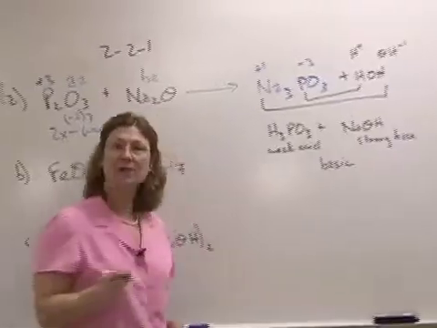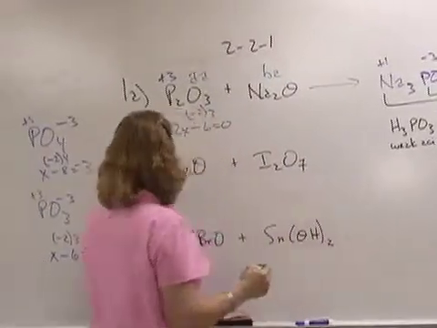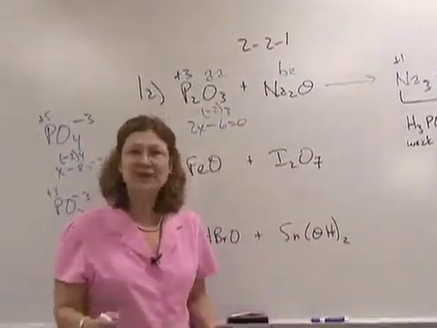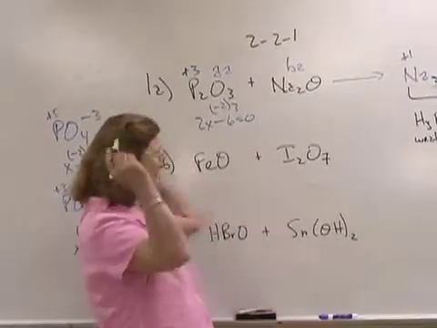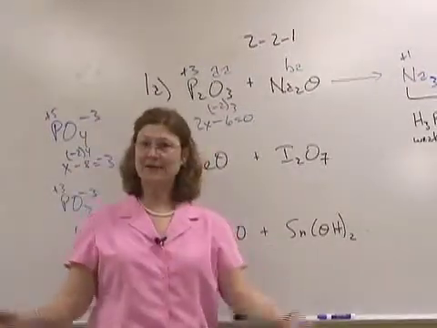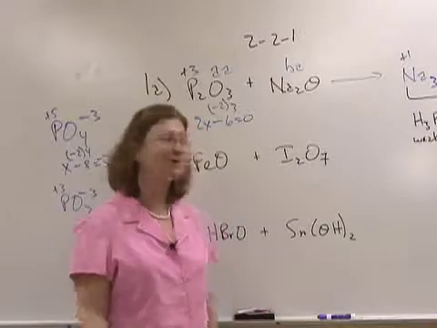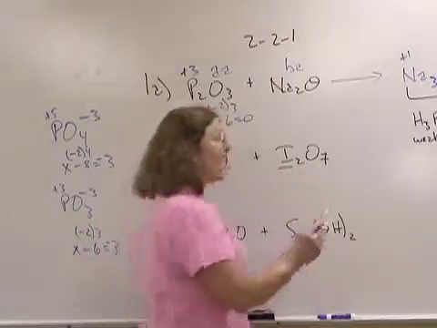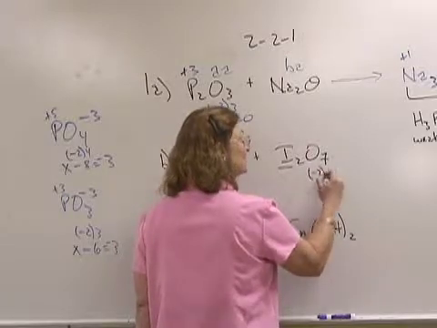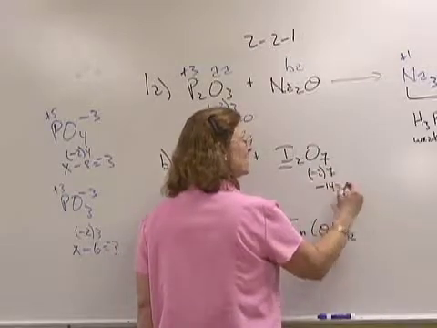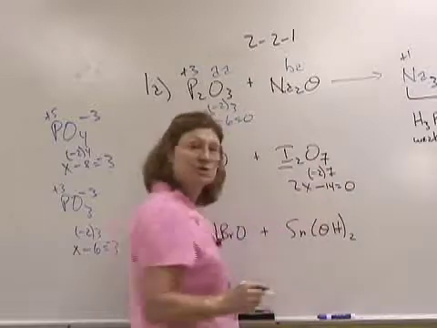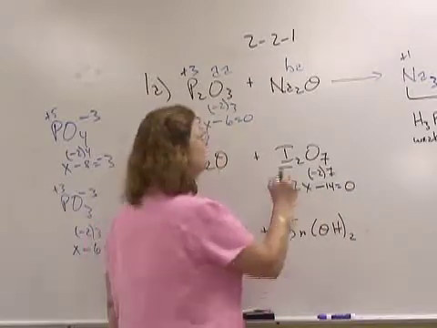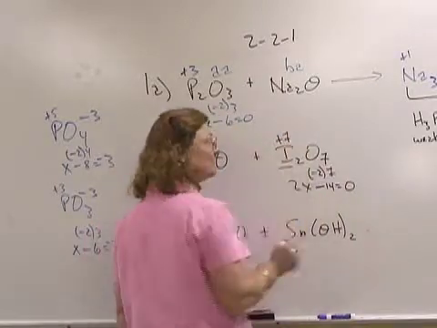Oh my, number 2, the second one, 1B. I have an acid anhydride. Oh my goodness, I'm going to have to freak out. Why am I freaking out? Because I have to find the charge of that nonmetal. This iodine is what I'm looking for. Oxygen is -2, times 7 is -14. Compounds are 0. There are 2 iodines, so each iodine must be +7.